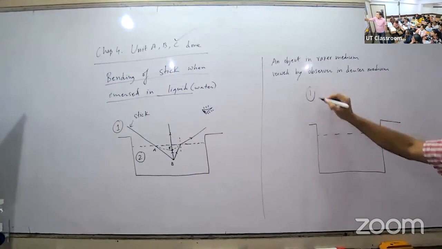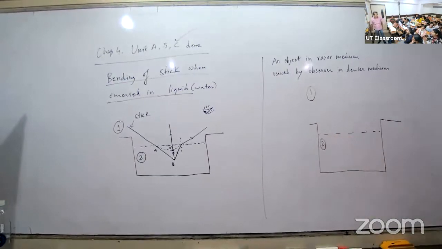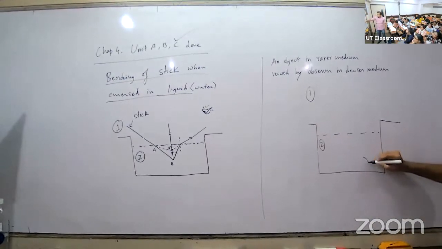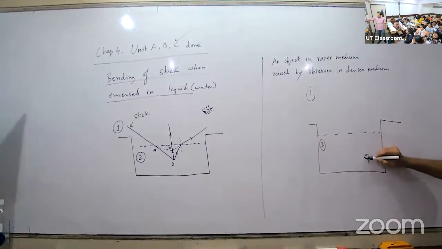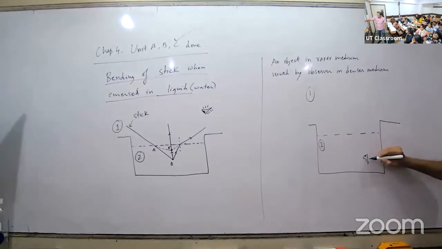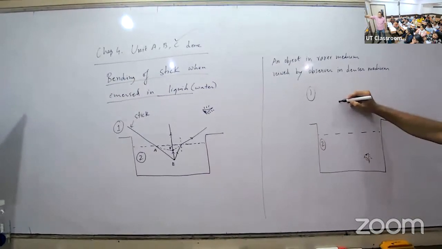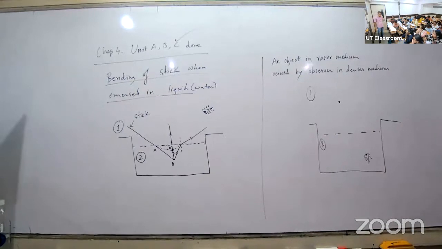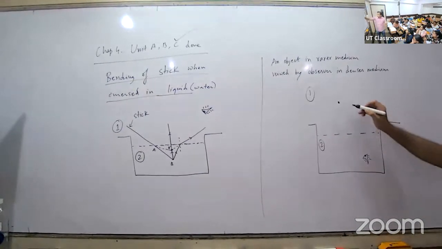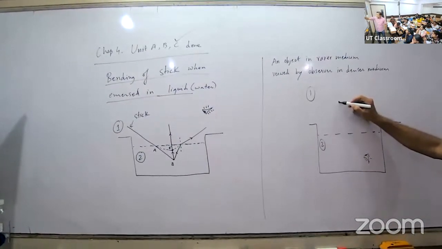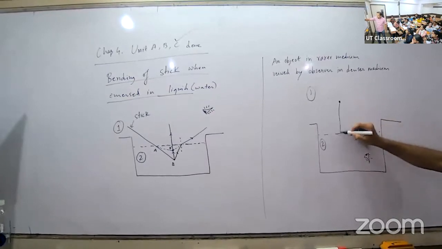This is air, this is water. Where is the observer now? Inside the water. Okay. Now you have any object here, let us say. Again, what will you do? You will take one ray as normal, along the normal.